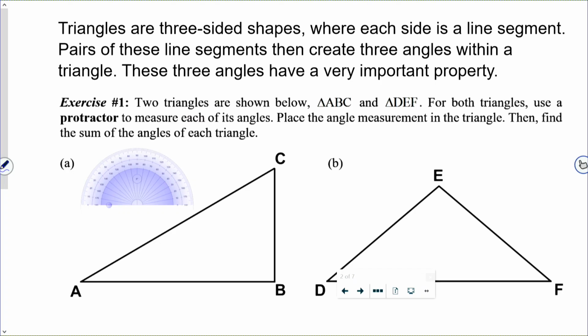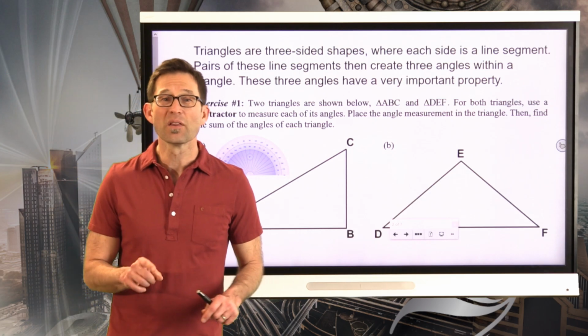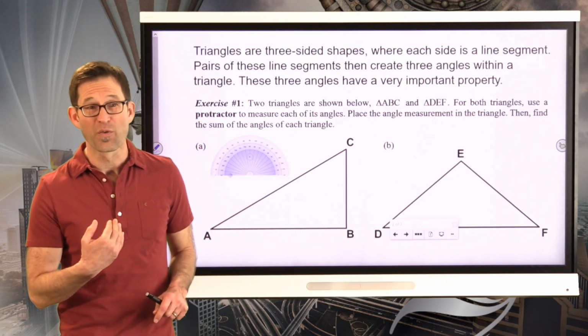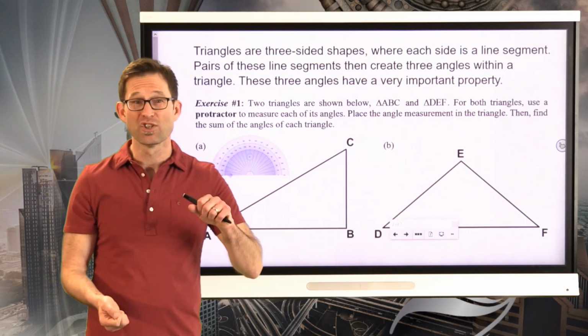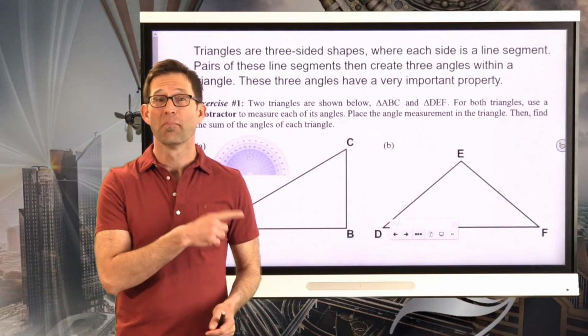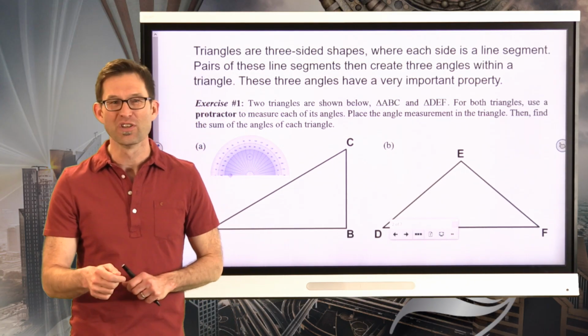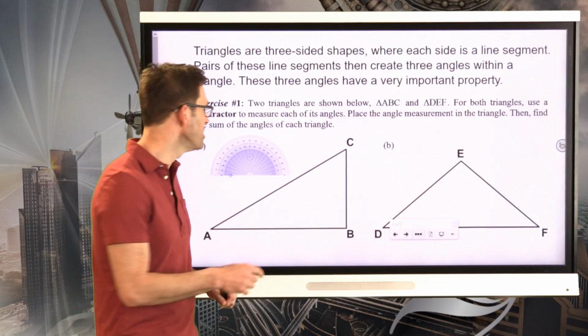Two triangles are shown below, triangle ABC and triangle DEF. For both triangles, use a protractor to measure each of its angles. Place the angle measurement in the triangle. Then find the sum of the angles of each triangle. This is going to be a little bit easier for you than it is for me because I can't turn my sheet of paper. I actually have to turn my protractor. You can turn your sheet of paper. But let's do triangle ABC together.